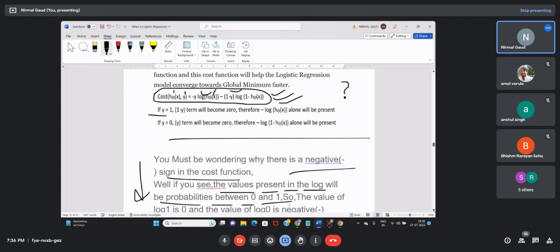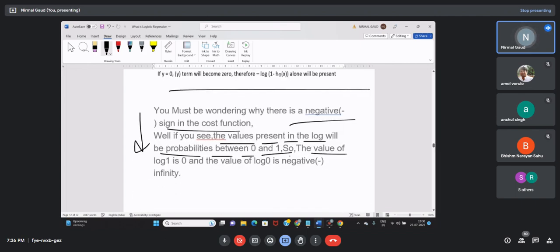probabilities between 0 to 1, so the value of log 1 is 0 and log 0 is negative infinity, ऐसा बोला. log 0 क्या होता भाई, log 0 क्या होगा, what is log 0, ये तो कभी पढ़ा ही नहीं है इतना कुछ.